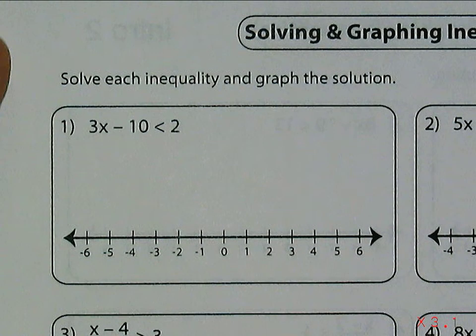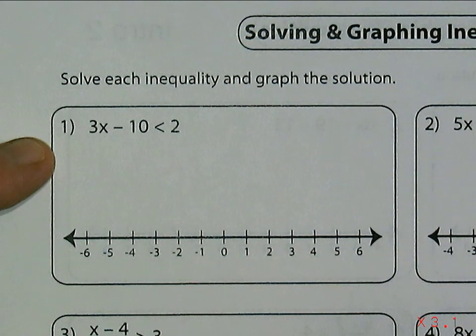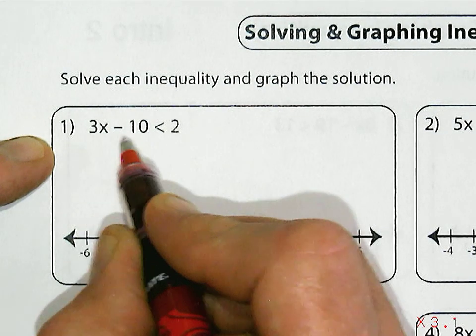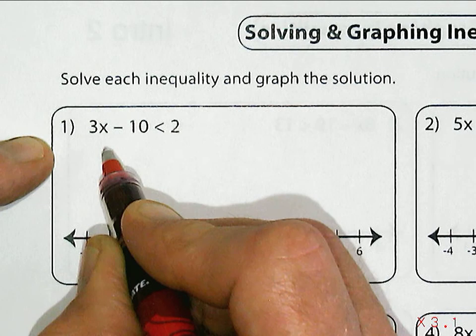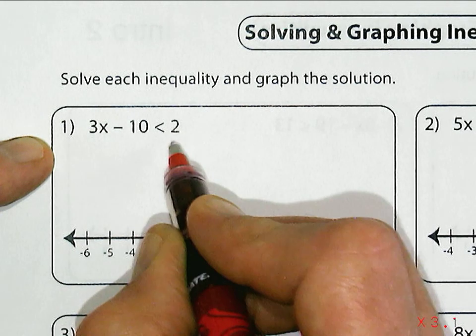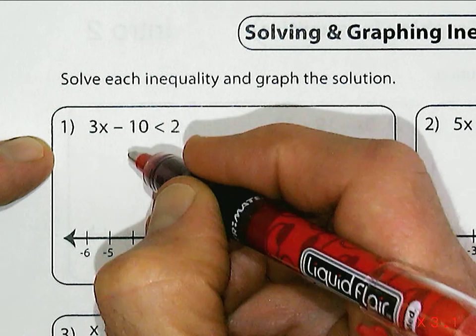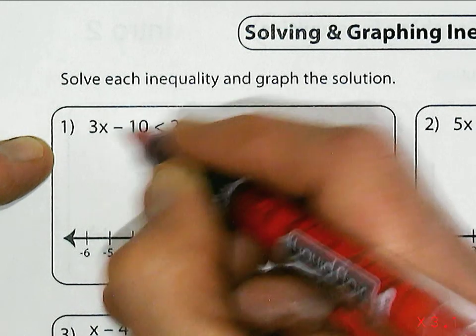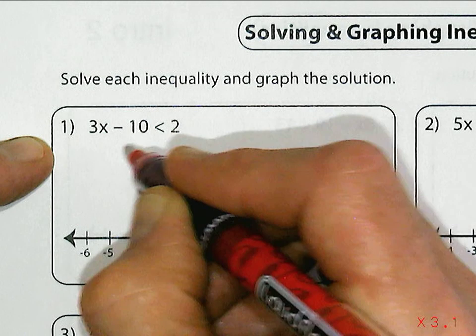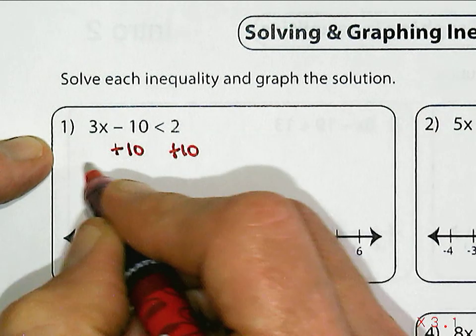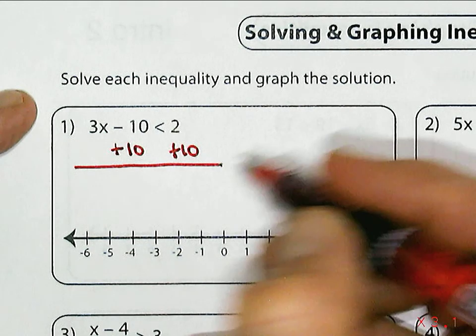In this lesson, we're going to work on solving and graphing inequalities that require multiple steps to solve. So in problem number 1, we need to find the value of what x is less than all by itself. So to do that, I want to get this 10 away from there. So I'm going to add 10 to both sides. This is a standard technique just like in solving equations.